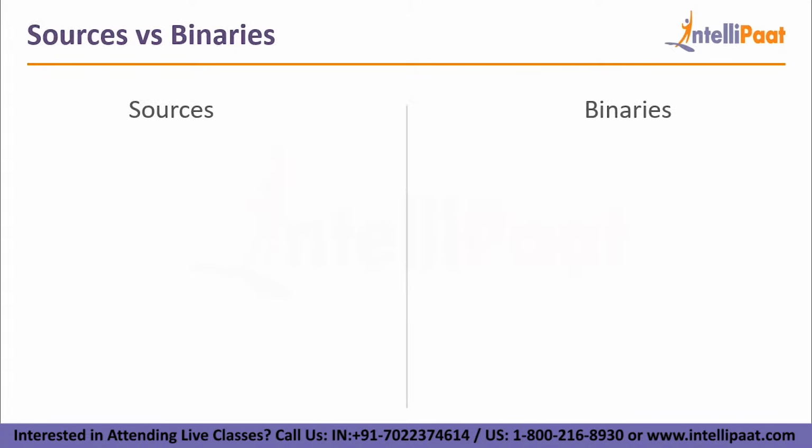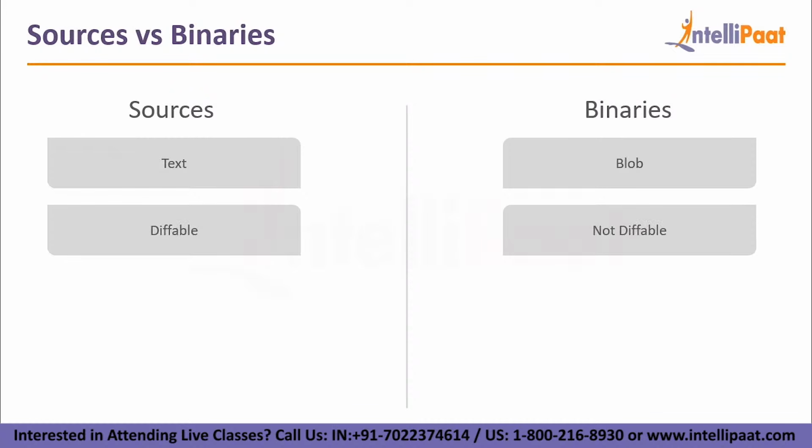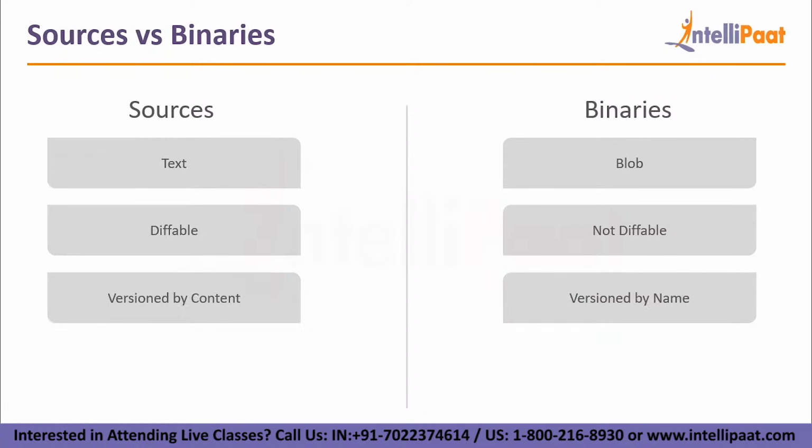Sources versus binaries. Now let's understand the difference between source codes and binary codes. Source codes are stored as text, whereas binaries are stored as blob files. Source codes are diffable, whereas binaries are not diffable. What this means is that we can compare two different source codes as they're stored in text form, whereas we cannot compare two binary codes. Source codes are versioned by content and binary codes are versioned by name. Since we can compare different source code, we can version them based on their content. But this is not possible in binaries, and therefore binaries are versioned by their name.